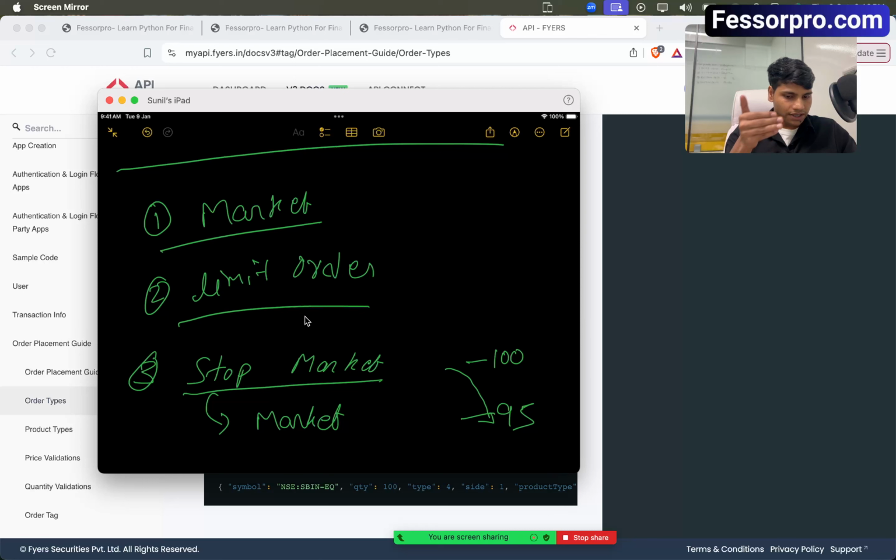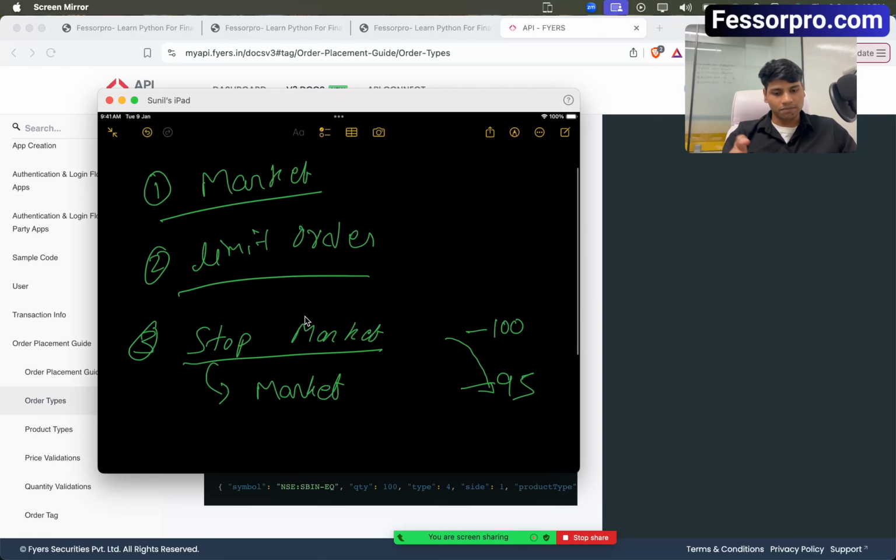Now it might happen that when the price reached 95, it might go down more, it might come back again. So there is no guarantee that your fill price will be 95. It might be 94, it might be 93, it might be 96, it might be 97. This is what a stop market order is.